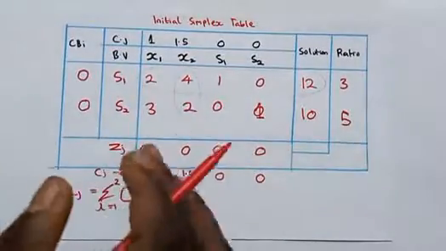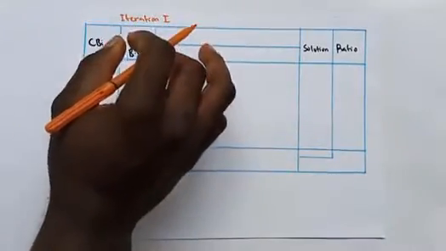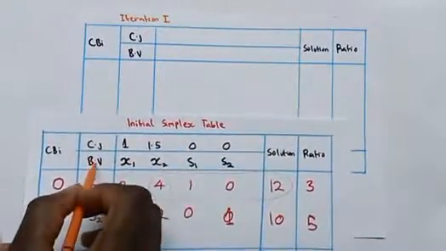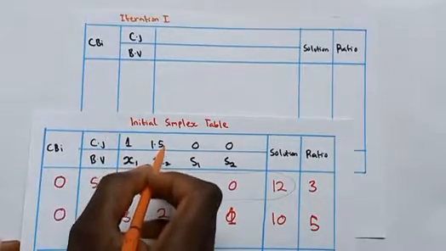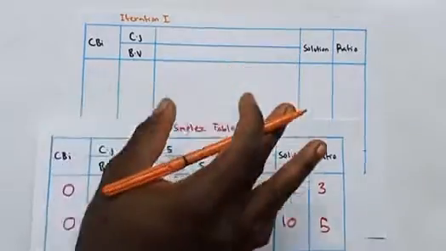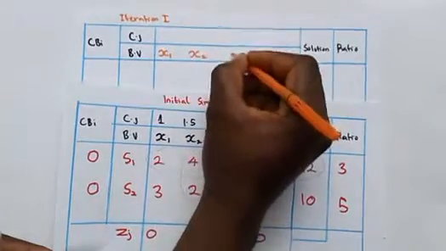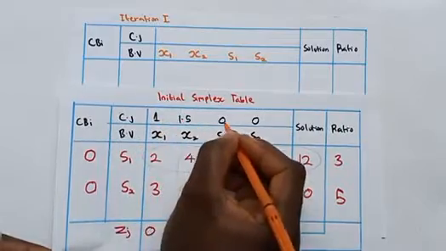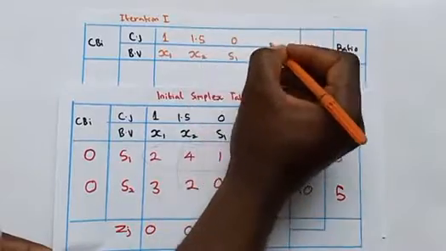At this point, we frame the second simplex table. This is my second simplex table, and I call this table iteration 1. From your initial simplex table, the cj values are 1, 1.5, 0, and 0, so they remain the same. So here we have X1, X2, S1, and S2, and the cj values are 1, 1.5, 0, and 0.